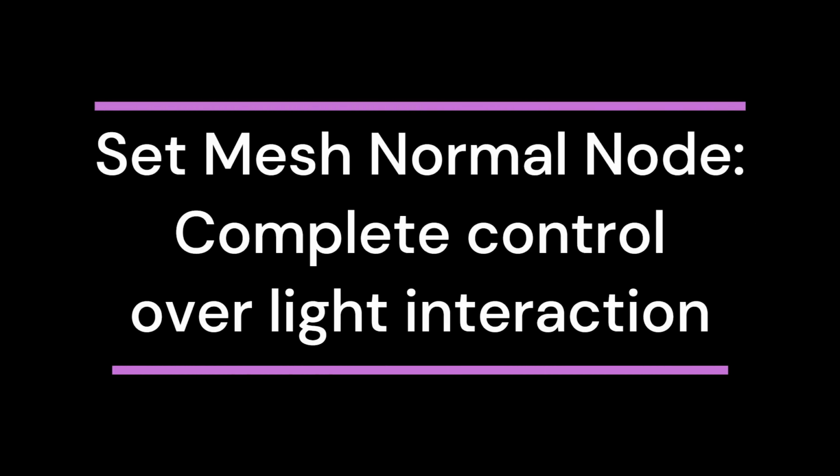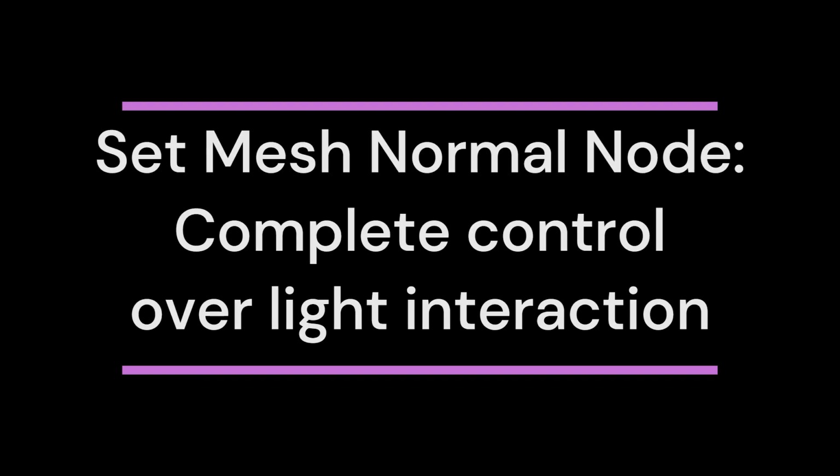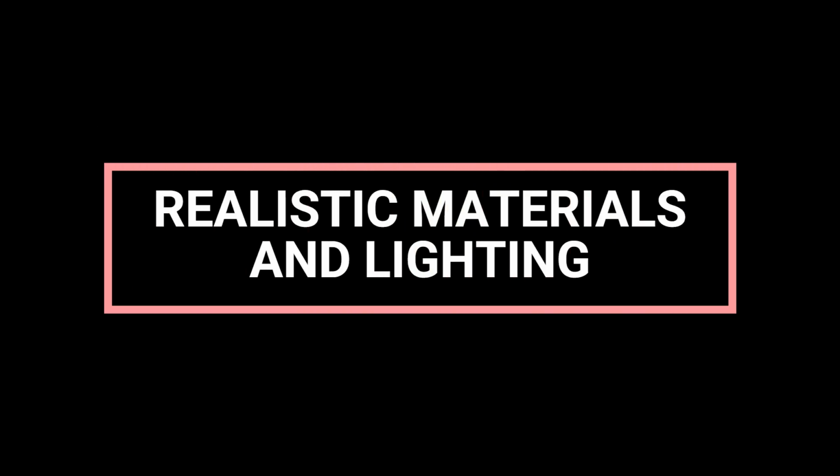But wait, there's more. The geometry nodes system, already the most powerful procedural modeling tool in any free software, just got a massive upgrade. The new set mesh normal node might sound technical, but here's what it actually does. It gives you complete control over how light bounces off your 3D models. You can now create surfaces that look like they have incredible detail even when they are actually simple shapes. It's like having a magic wand for realistic materials and lighting.